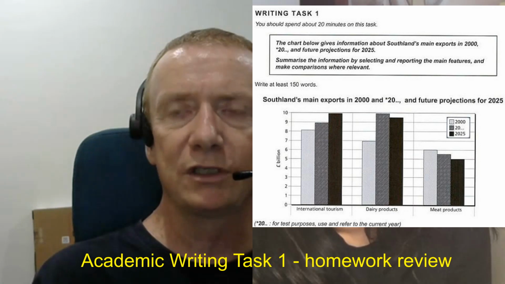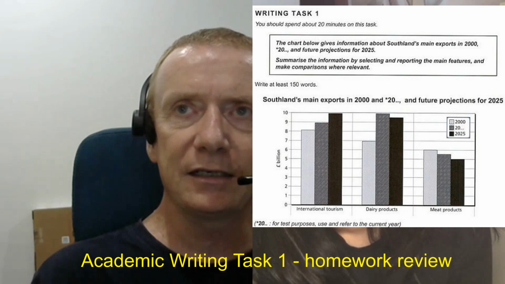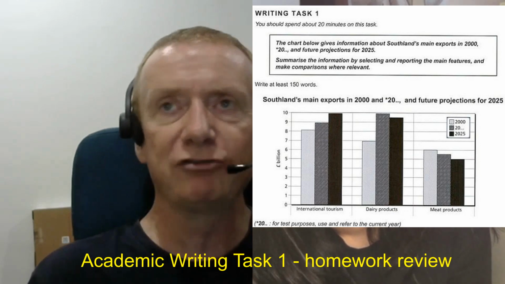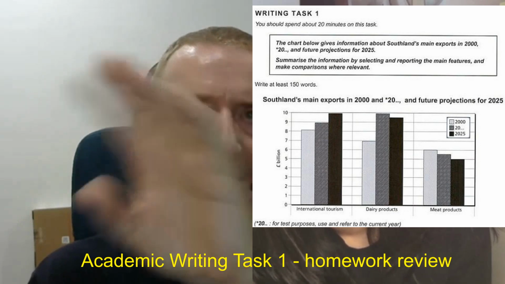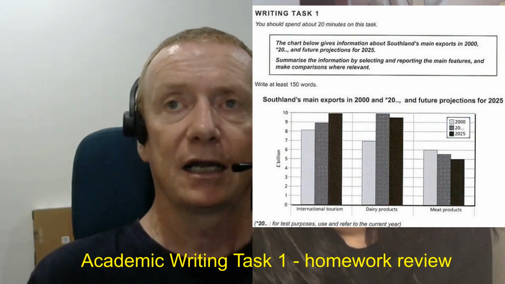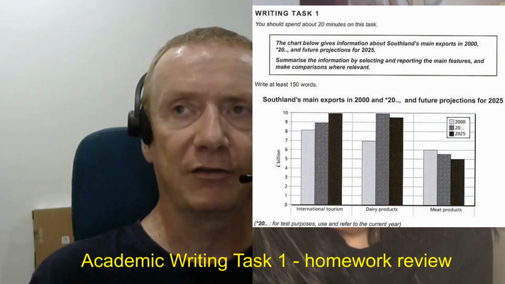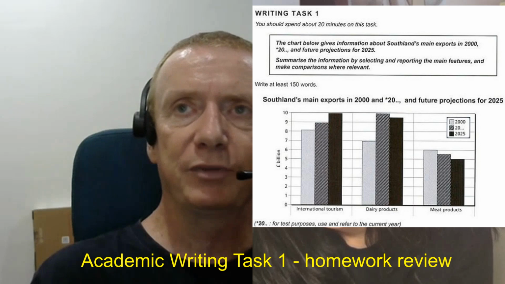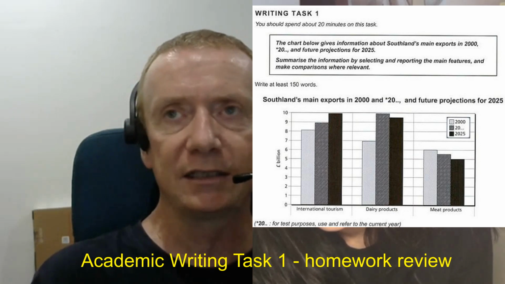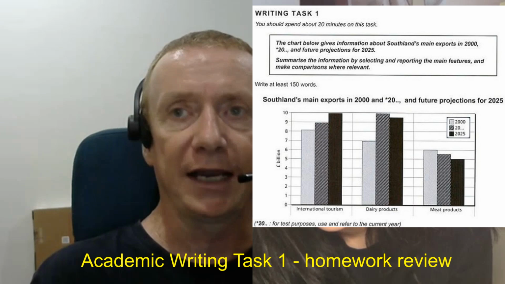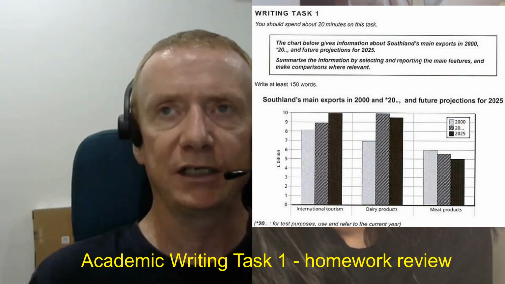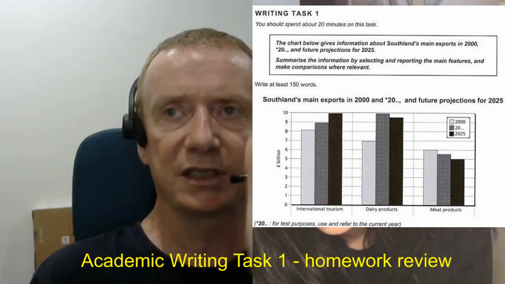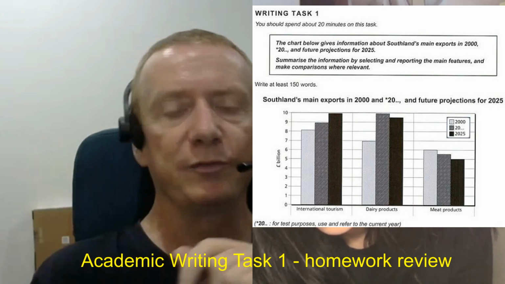So what I would do here is, your introduction is mostly okay. Your overview is mostly okay, but you could have added a little bit more about dairy products. In my first main paragraph, I would describe, basically in one sentence, each of the exports. I would say what happened to international tourism in 2000, 2020, 2025. I would do another sentence for dairy products and another one for meat products.